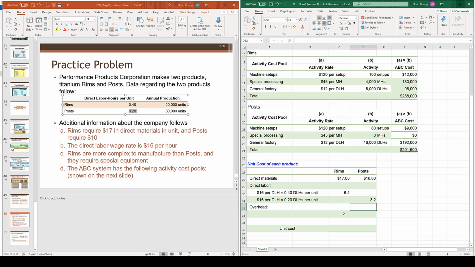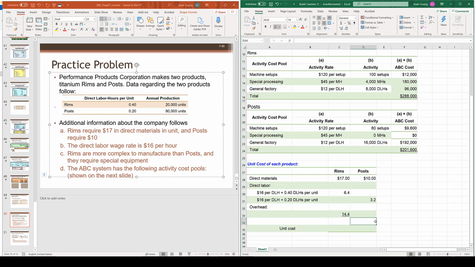Assigned overhead cost total for rims is 288,000. And we can take a look at the total units for rims, 20,000 units. So to calculate unit overhead cost, we use total assigned cost, 288,000, divided by total units, 20,000. And we get the assigned overhead cost per unit for rims: $14.40.